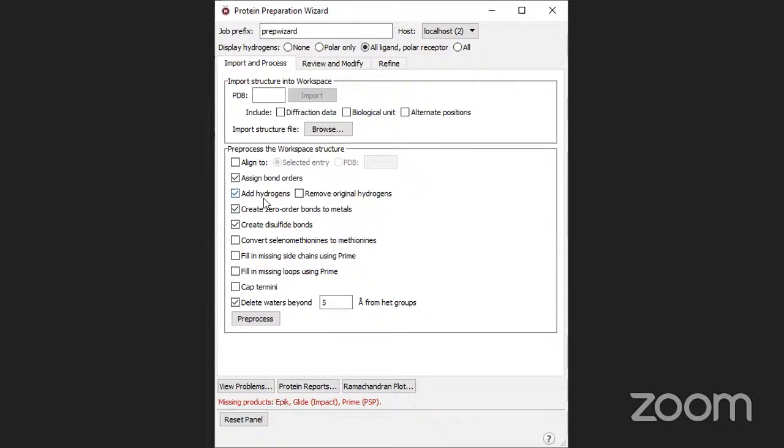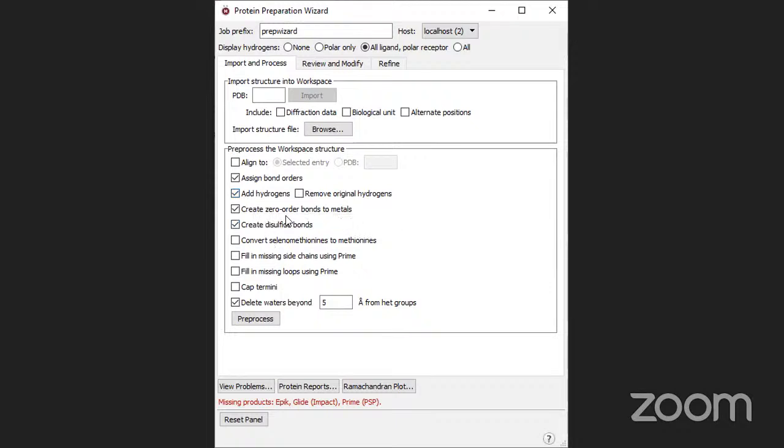Then add hydrogens. If you take any crystal structure, there will be no hydrogen atoms. That means only hydrogen-suppressed proteins are deposited in the Protein Data Bank. But for the interactions, we need hydrogen atoms for the protein. So we need to click this add option. The second one is add hydrogens.